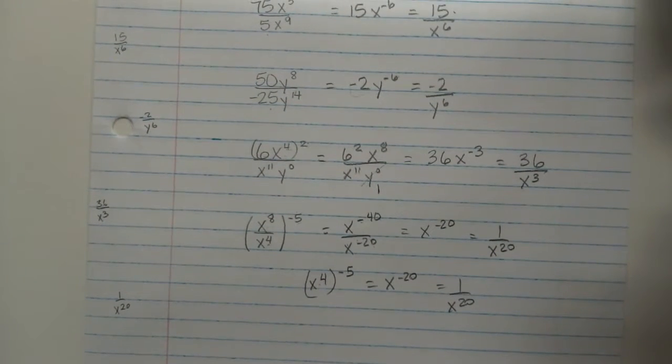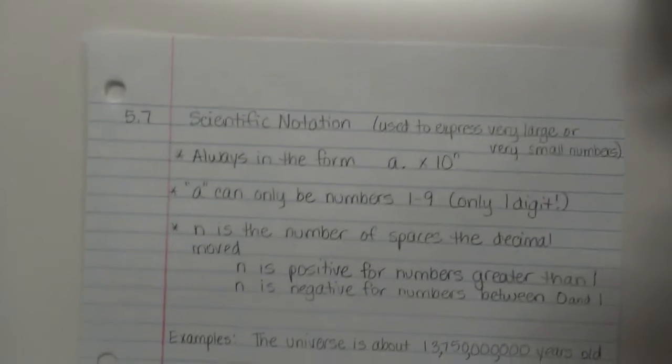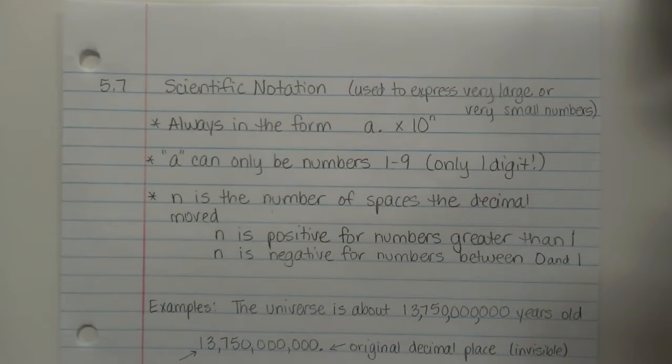That's fine. Let's talk about scientific notation. Now, why do we use scientific notation? Basically, we're using scientific notation to express very, very, very large numbers or very, very, very small numbers, meaning numbers that are between 0 and 1.